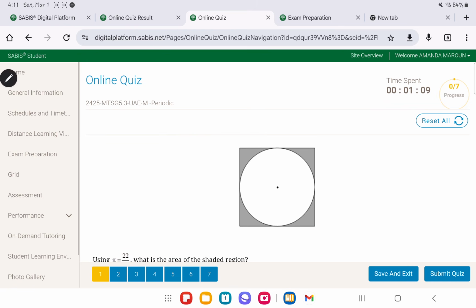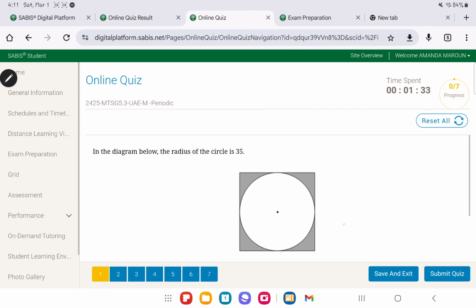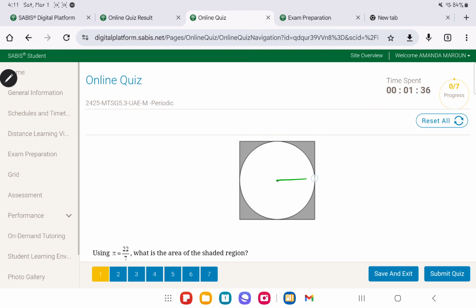Very simply, by looking at it, to find the area of the shaded region, we need to find the area of the square and subtract it from the area of the circle. The area of any square is side times side, and we are given that the radius is 35 centimeters. So the diameter, which is the equivalent of the side, is going to be 35 plus 35, which is 70 centimeters. So now we have one side of the square, which is 70 centimeters.